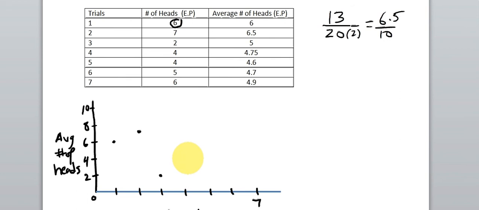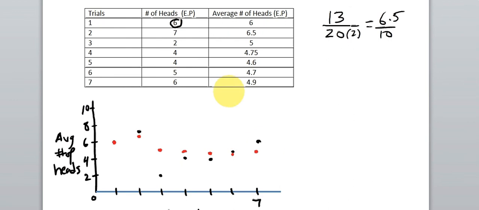So the average starts at 6, then it's about 6.5, then it's actually exactly 5, and then it's a little bit lower than that, and a little bit lower, and it's back up to 4.7, and then it's almost at 5 again. So if you look closely here, you can see that there's more or less a straight line through the average experimental probability. And we get closer and closer to what we'd expect.